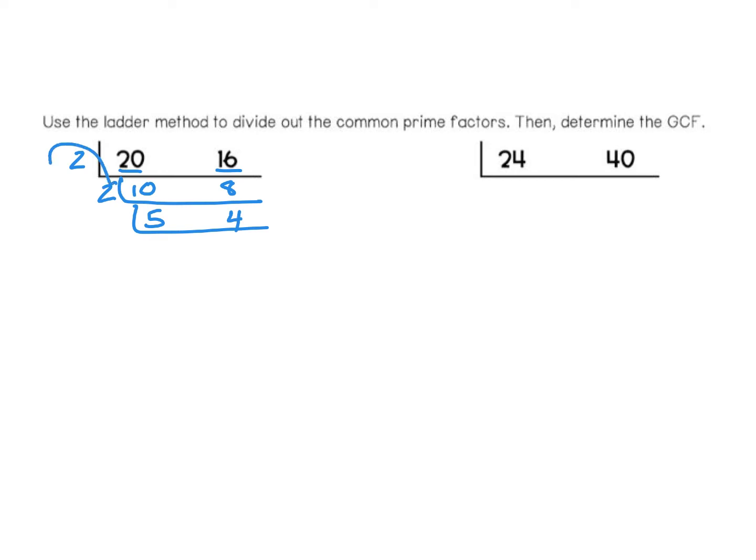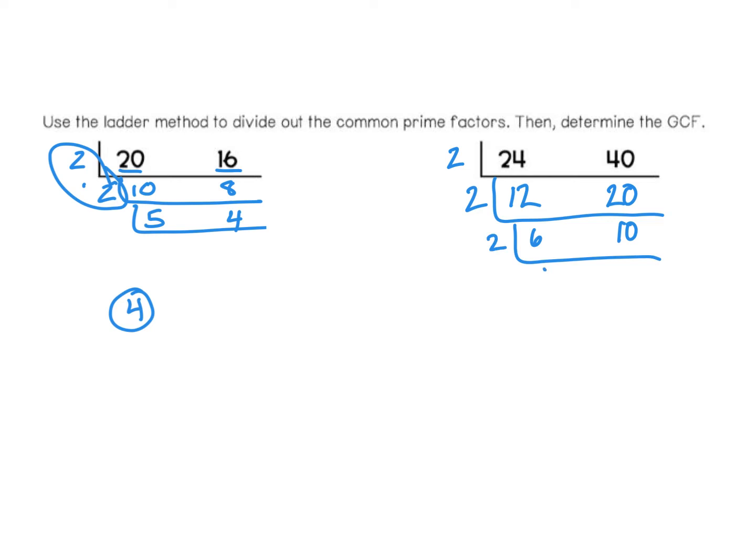So I'm going to take what's outside of my stairs or my ladder, and I'm going to multiply it, and that is another way to find the greatest common factor. So let's do it again. Over here, 24 and 40, I'm going to divide by 2. I'm going to divide by 2 again. I'm going to divide by 2 again. And I cannot do anything else. So I'm going to go ahead and multiply these. 2 times 2 times 2 is 8, and that's my greatest common factor.